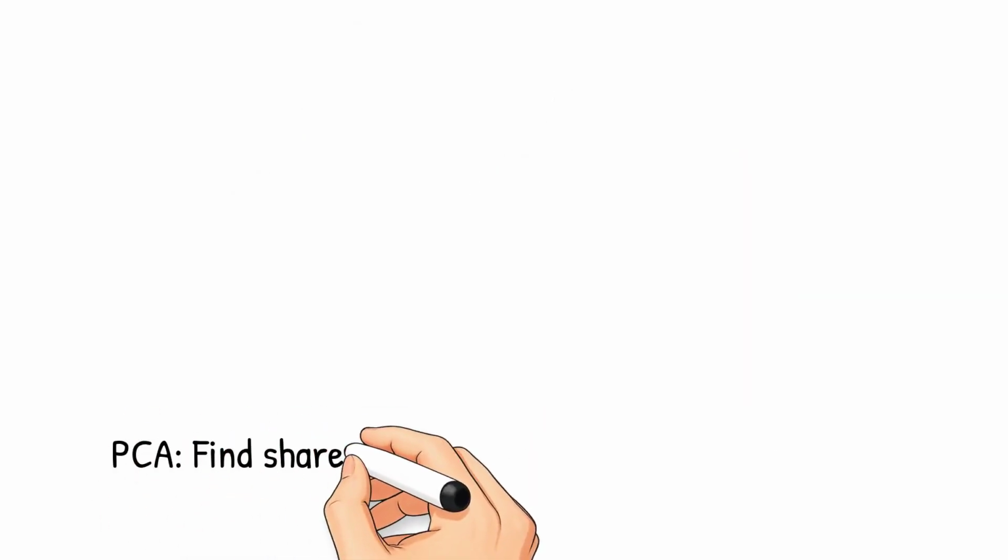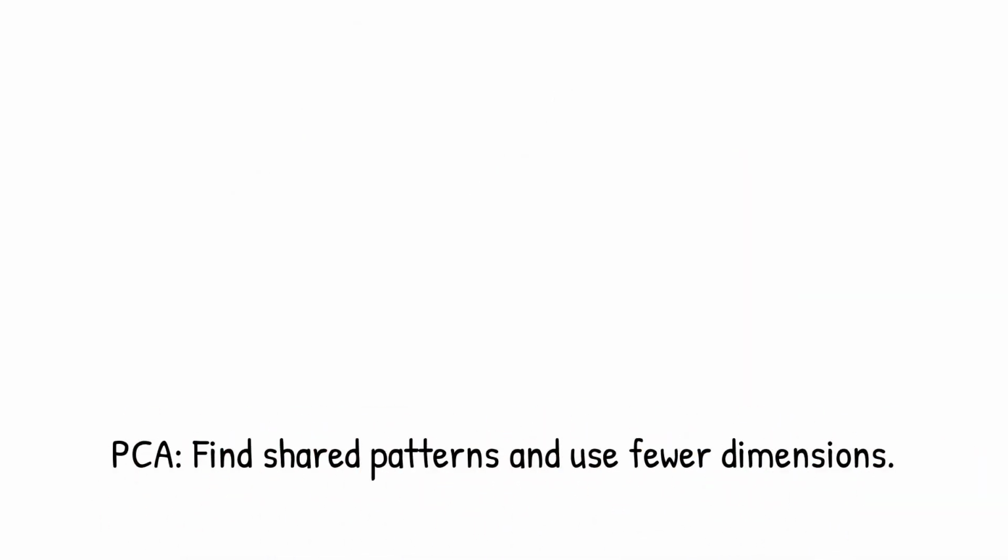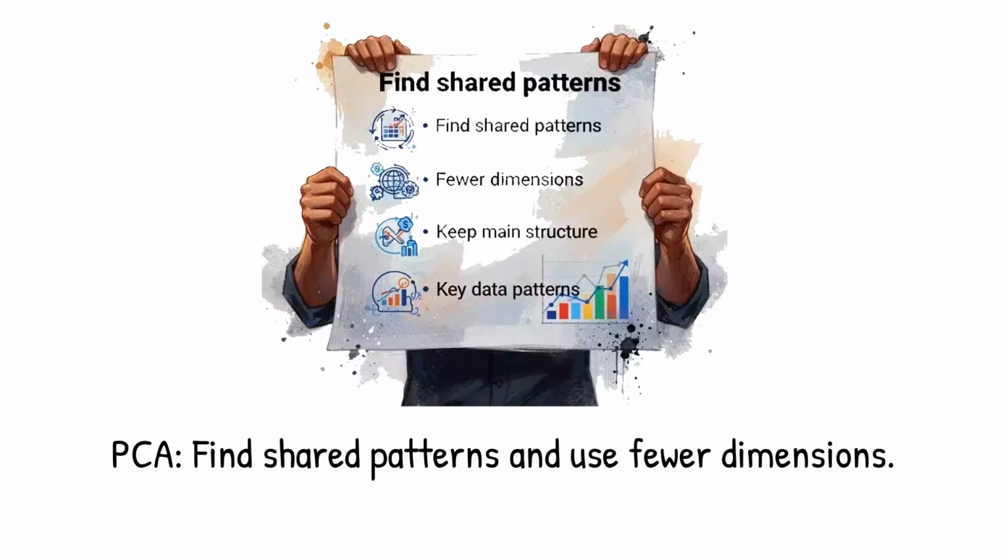The easiest way to remember PCA is this. Take many related variables, find their strongest shared patterns, and represent them with fewer dimensions. PCA does not keep every detail. It compresses the data while trying to preserve the most important structure.